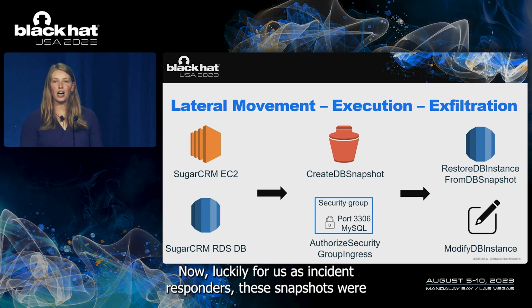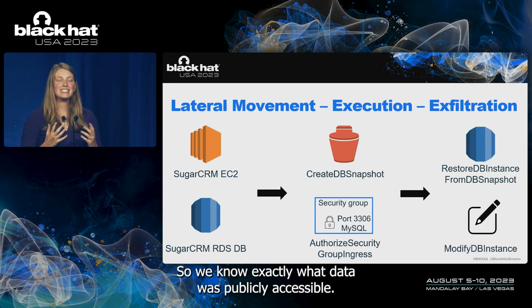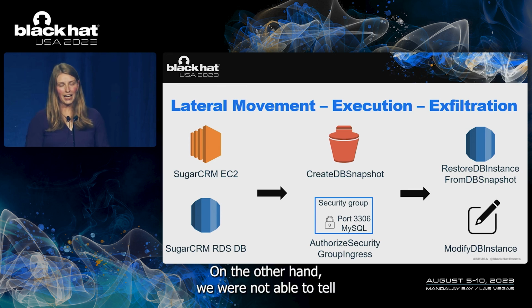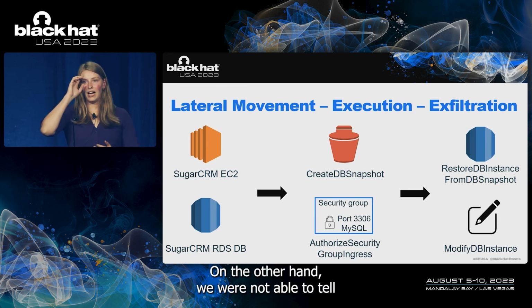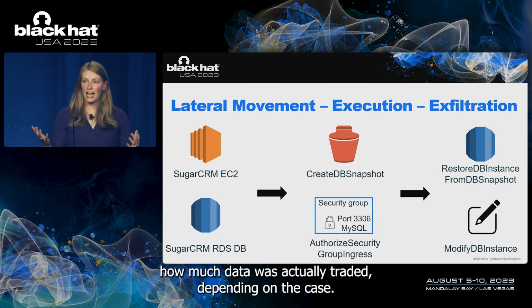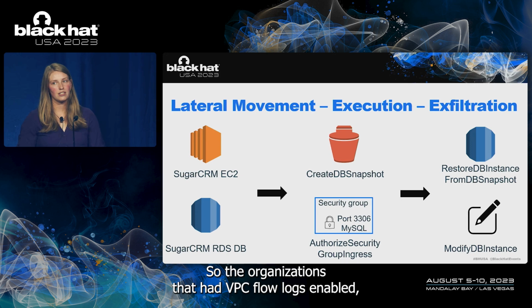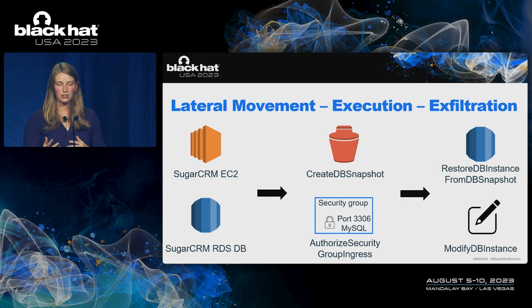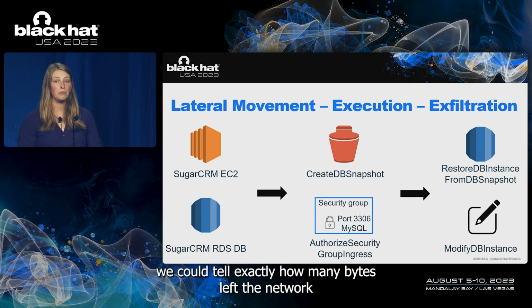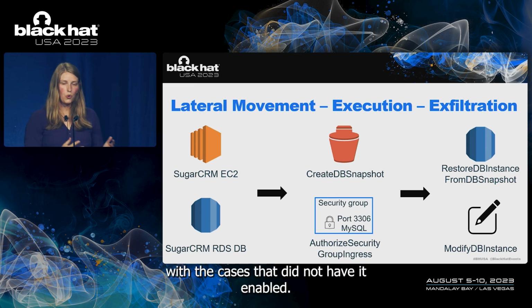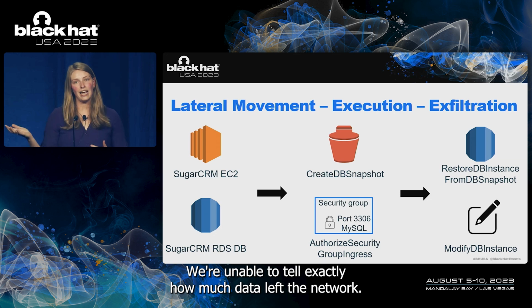Now, luckily for us as incident responders, these snapshots were not deleted, so we know exactly what data was publicly accessible. On the other hand, we were not able to tell how much data was exfiltrated depending on the case. So the organizations that had VPC flow logs enabled, we could tell exactly how many bytes left the network. With the cases that did not have it enabled, we were unable to tell exactly how much data left the network.